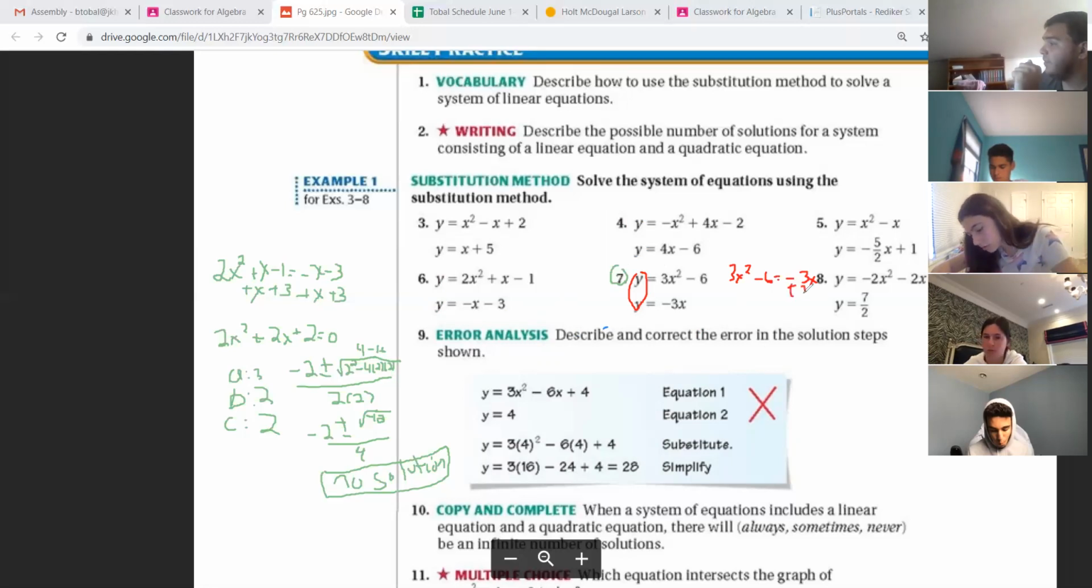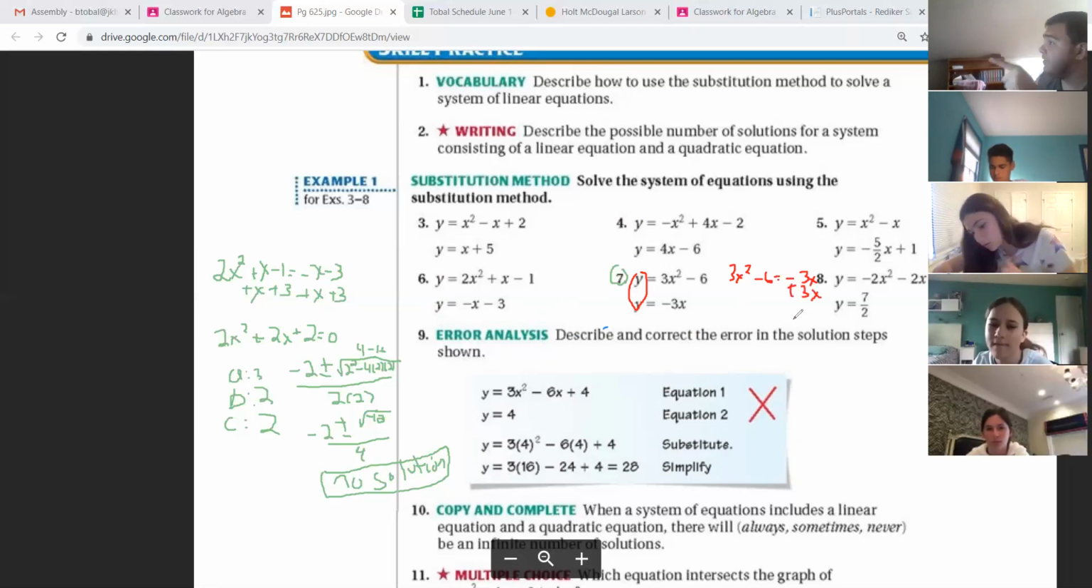Final answer for number 6 is no solution, right? Yes, no solution. And you could tell that no matter what method you use, as soon as you see you're ending up square rooting a negative. So if you did complete the square, which was 9.5, you'll see that you would have a negative on the square root side also.